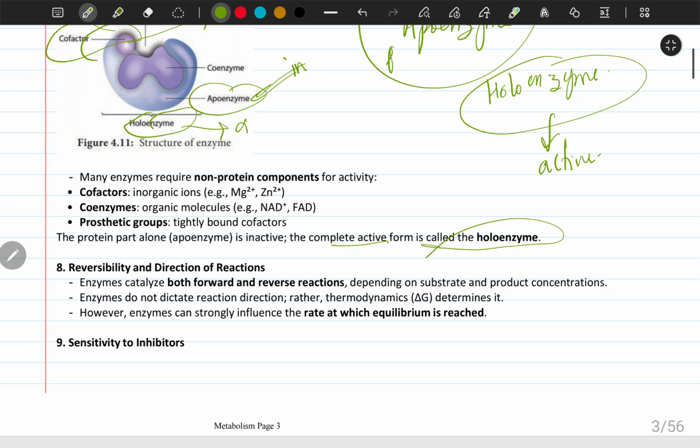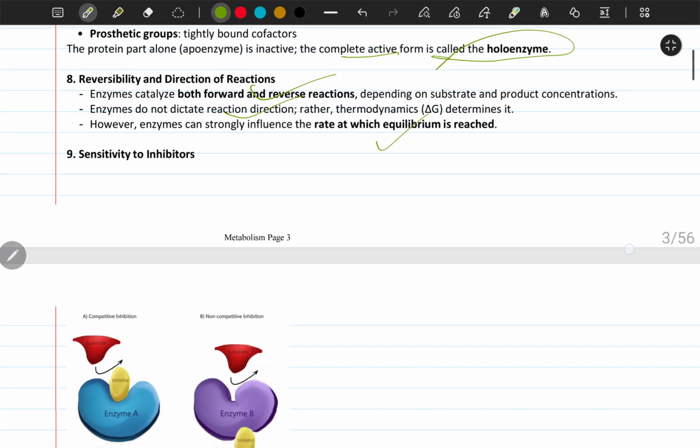Reversibility and direction of reactions. Enzymes catalyze both forward and reverse reactions depending on the substrate and product concentration. Enzymes do not dictate reaction direction; rather, thermodynamics determines it. Who determines the direction? The delta G. However, enzymes can strongly influence the rate at which equilibrium is reached.